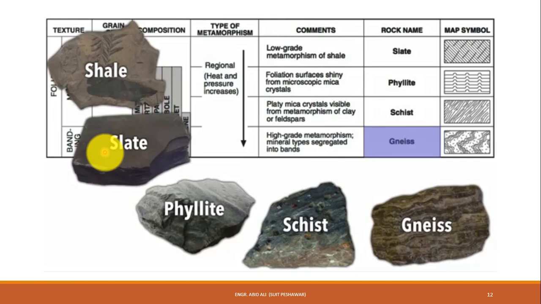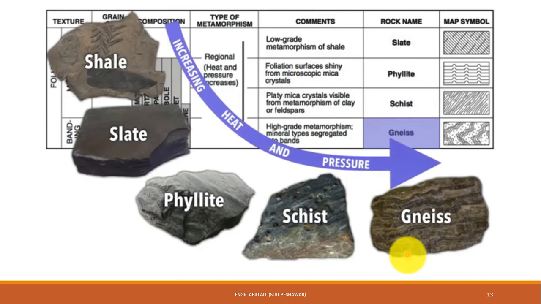Now if the slate gets pushed deeper underground, it will metamorphose even more and become something known as phyllite. With even more heat and pressure we will get a sample of schist, and with even more we will get the rock called gneiss. Notice the banding in gneiss, which is a very common characteristic. Now if the gneiss is pushed even deeper underground, the heat and pressure will cause it to melt, and that will become an intrusive igneous rock. So this is the result of increasing heat and pressure within the earth's crust. Those are our regional metamorphic rocks.